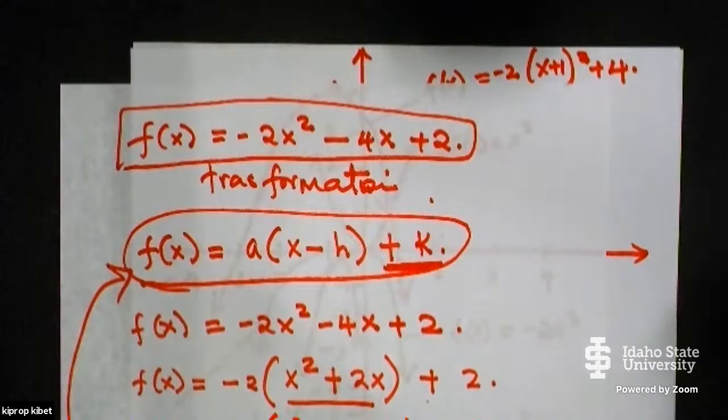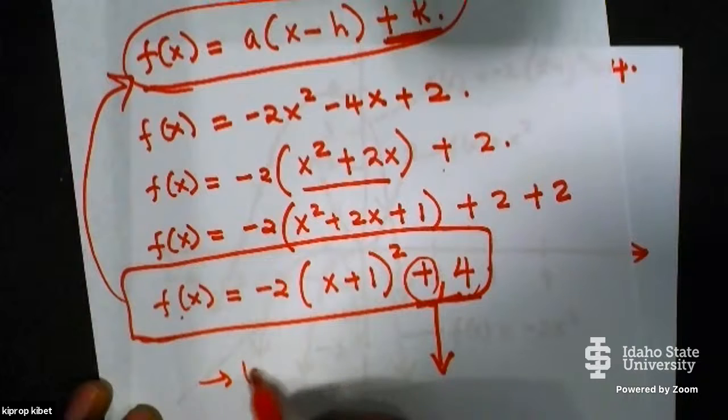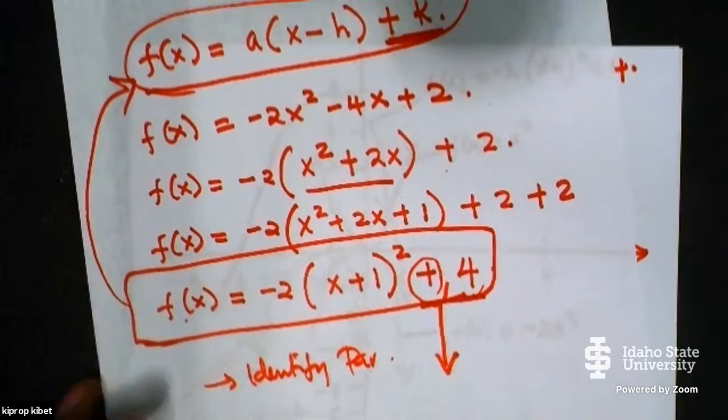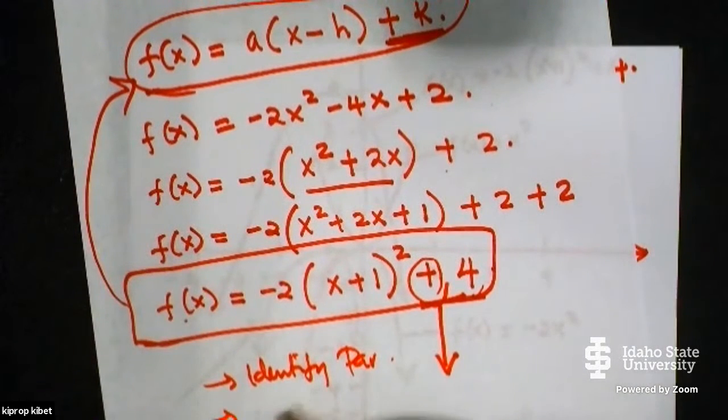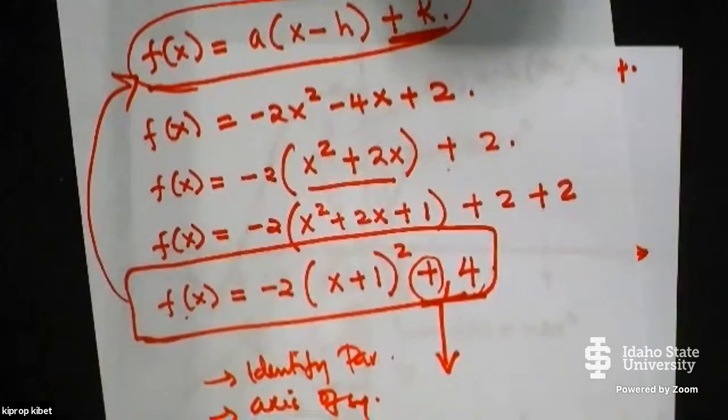So one question can be that long. A question can be like this: identify the parabola, how it will be facing. So that one can be one question. Number 2, axis of symmetry. That is another question. Number 3, vertex. That is another question. And then number 4, now draw the what? Draw the graph.